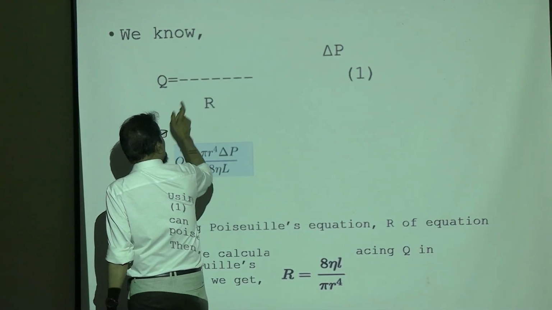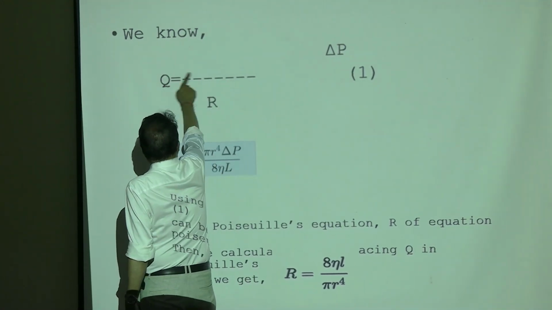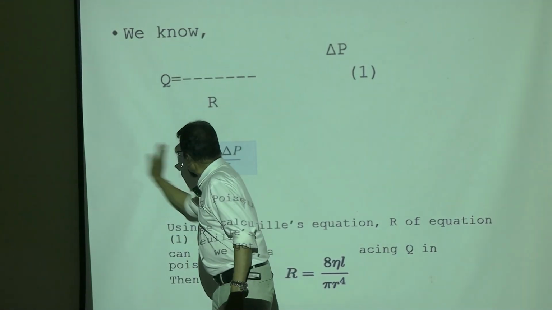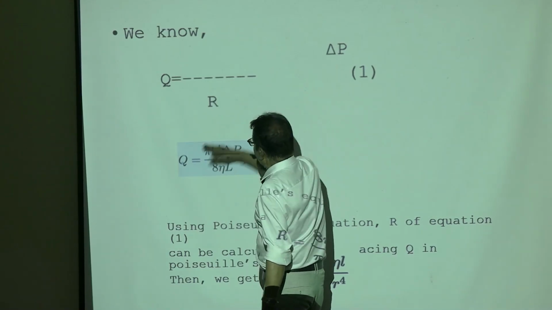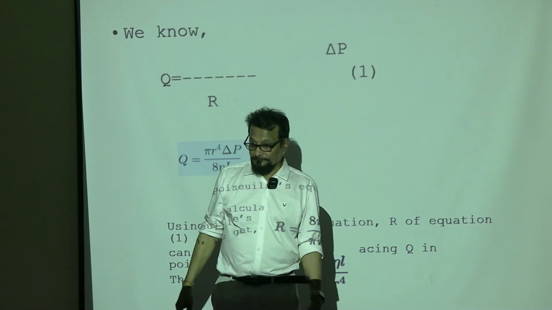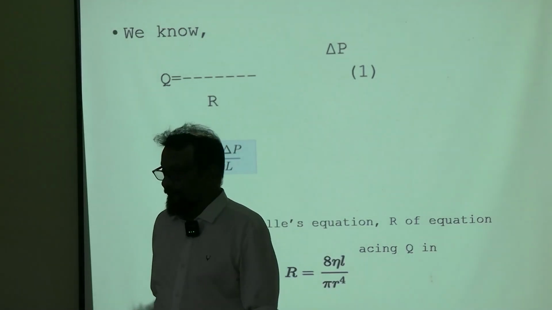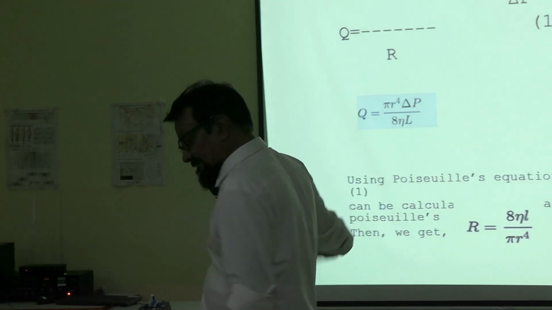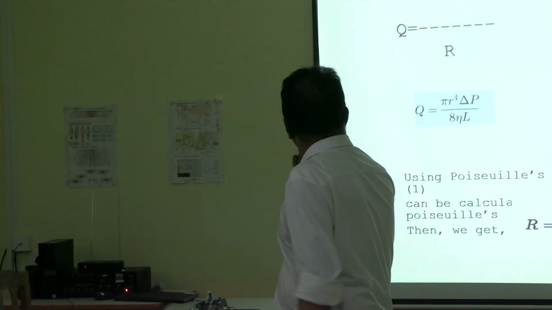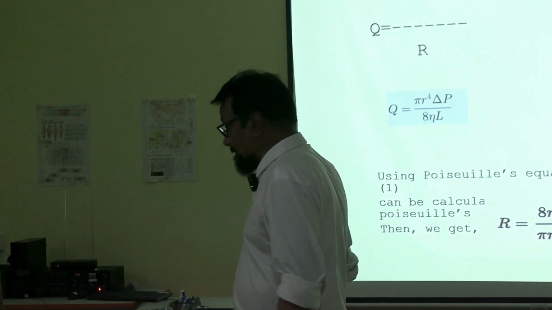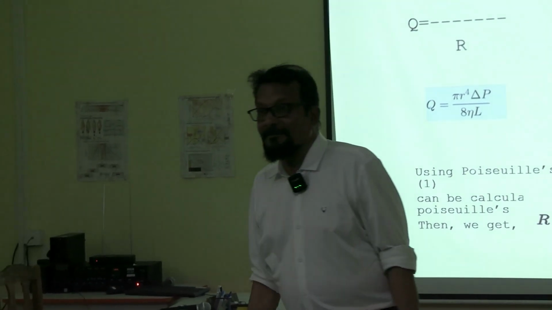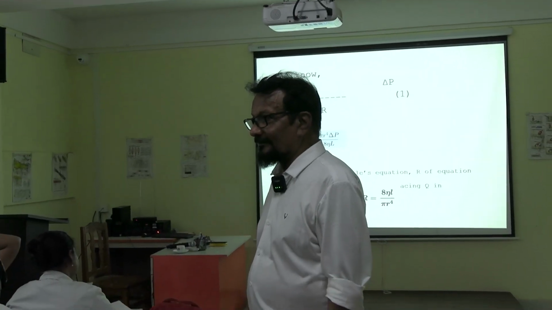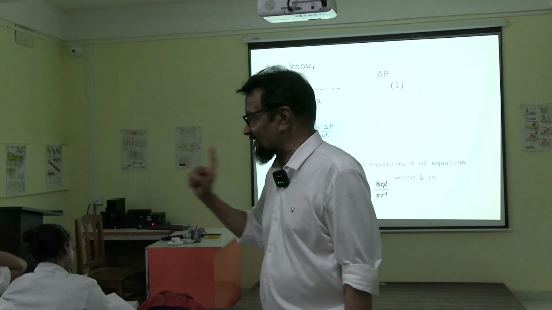I am going to replace Q with this, because Q is equal to delta P by R. So you write here delta P by R. Replace Q with delta P by R. Okay, and the rest of the part is the same, equals pi R to the power 4 delta P by 8 eta L. Now simplify it. I want R. What will be the R? Then you will find how R is affected.